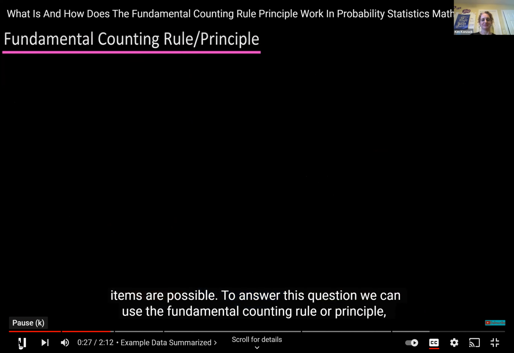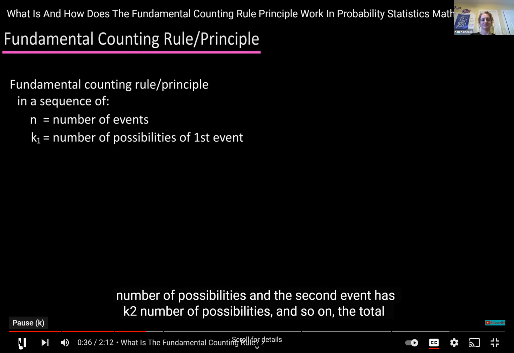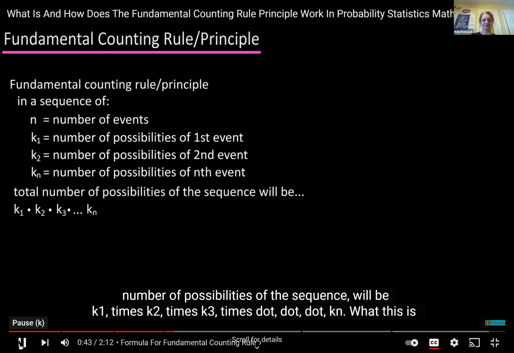To answer this question, we can use the fundamental counting rule or principle, which mathematically says in a sequence of n number of events, where the first event has K1 number of possibilities and the second event has K2 number of possibilities, and so on, the total number of possibilities of the sequence will be K1 times K2 times K3 times ... Kn. Okay, so don't worry about that notation. If you understand it, that's great. You're multiplying the number of possibilities of each event occurring.